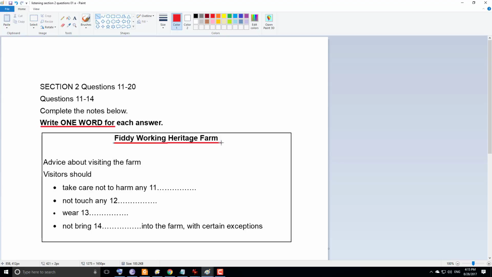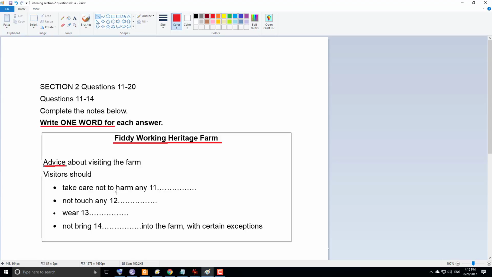We have this Fiddy Working Heritage form. Now, it could be that you don't know what the word heritage means when you open your question booklet and you see this in the title. Not really important. You don't need to know the meaning of every word to be able to answer the questions. So in section 2, we know there's a guide who's going to talk about a place, and today he's giving advice on something. We also know that the answers in the IELTS listening test are usually nouns. So we can expect nouns to appear in all of these answers.